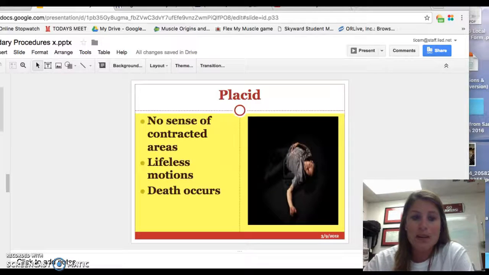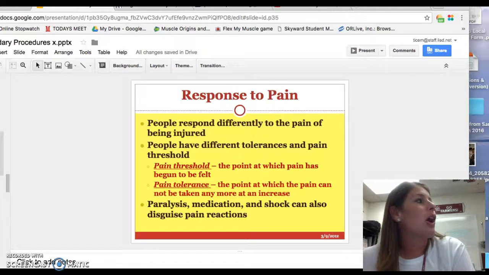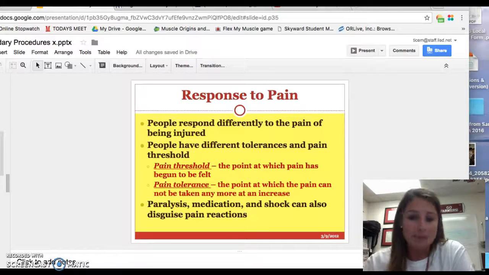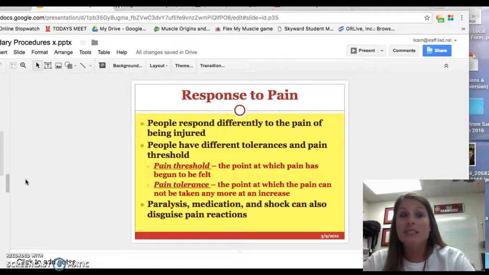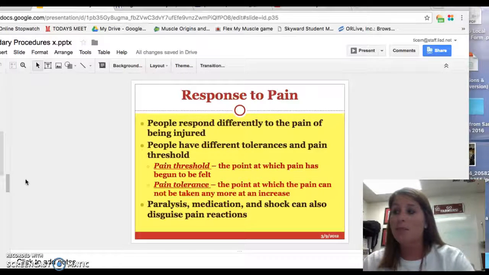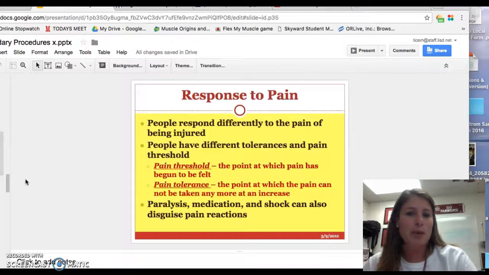On a much lighter note, let's talk about pain. Two very important concepts to understand are the difference between pain threshold and pain tolerance. Everybody has a different ability to tolerate different things, whether that's pain, whether that's your patience. Every person is built a little bit differently.